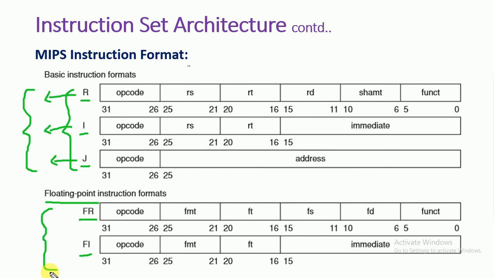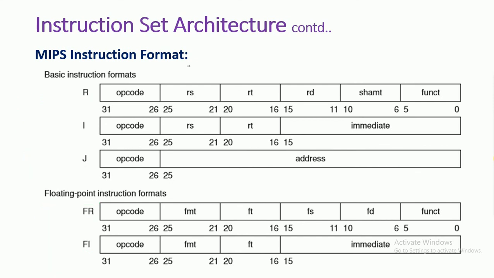So we are discussing encoding in ISA. Various encoding mechanisms like fixed length and variable length are available. This is an example of fixed length encoding, which is supported by the MIPS architecture, and we have seen various instruction formats like R, I, J, FR and FI instructions. This is the way we encode instructions in the MIPS architecture. So that is all about instruction set architecture.